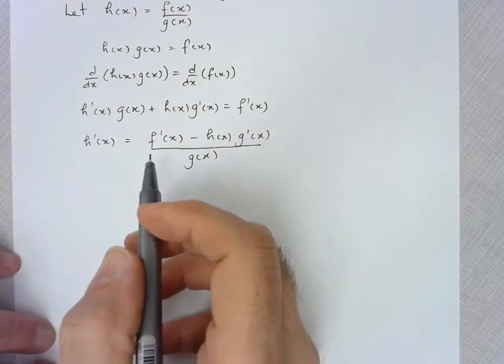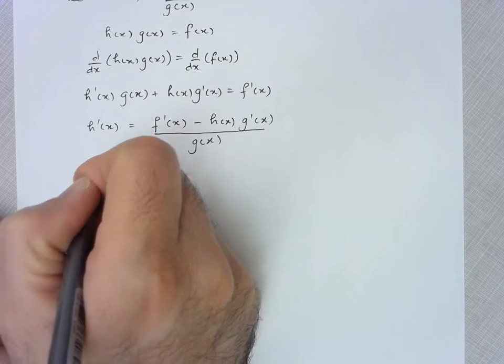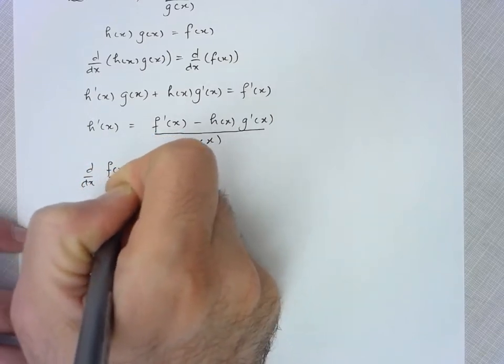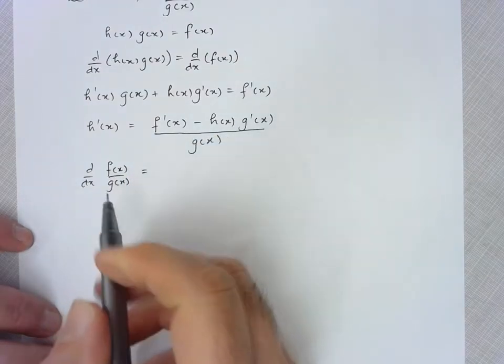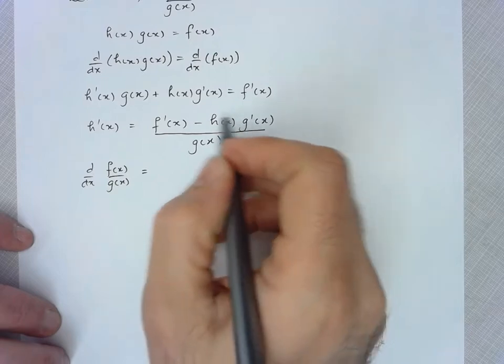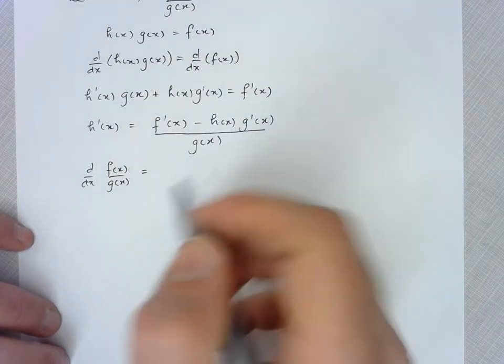Just to be clear as to what we're finding, let's remember that this here represents the derivative of f at x over g of x. Again, this shows that we're finding exactly what we're looking for. And here, what I don't want to see on this side of the equation is that h of x. I'd like everything to be in terms of f and g.